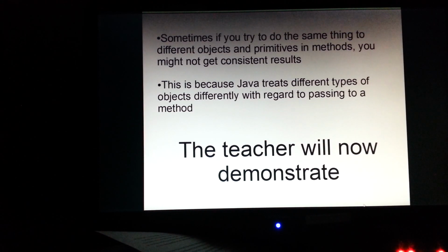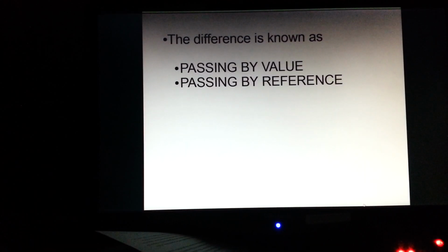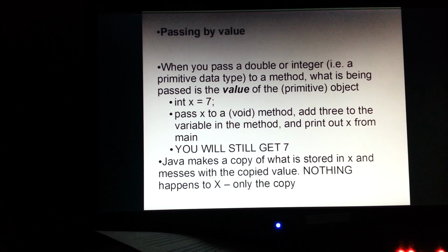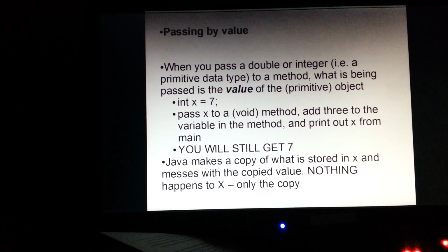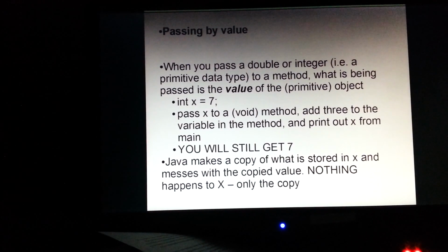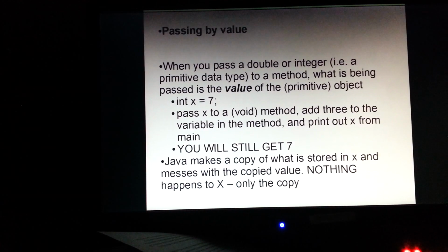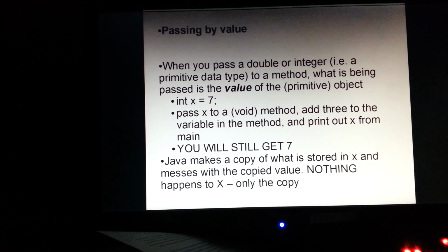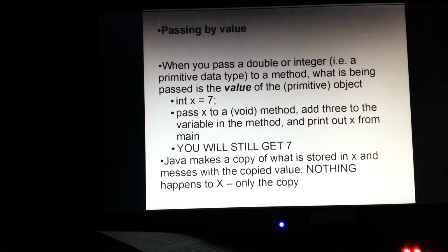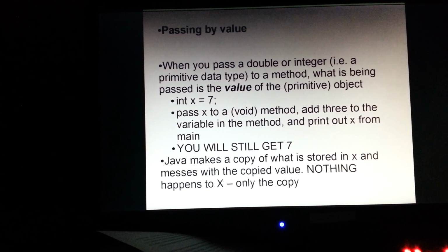There are a few consistent rules here. Java treats different types differently. So the two things are known as passing by value and passing by reference. Passing by value. This works with primitives. When we send it a double, or an integer, or for that matter a Boolean, what's being passed is the value of that object. In other words, a primitive variable is basically a container. You're making a copy of what's in the container. Passing it to a method, do something to it, send it back. It is not affected because the method will work on the copy of it.